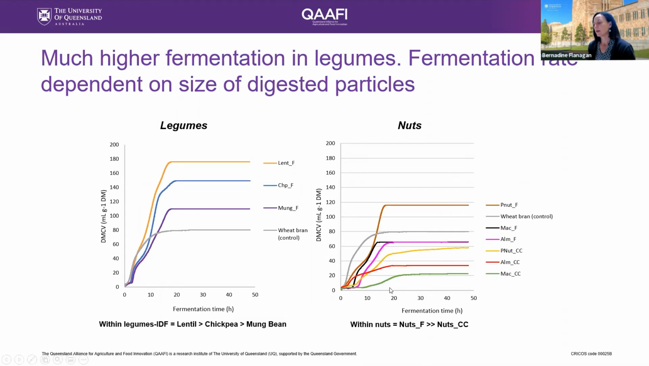And you see that for the nuts, you get a larger amount of fermentation for the F, which is the smaller fraction. So this is the 250 to 500 fraction, same as the size for the legumes. And then we have clusters, which are more like the size that's commonly swallowed. So these are bigger cells, so we have less surface area and more cell contents.